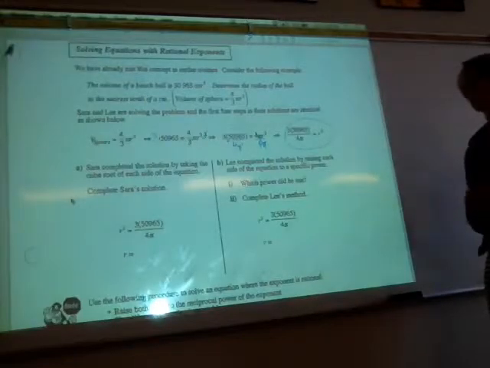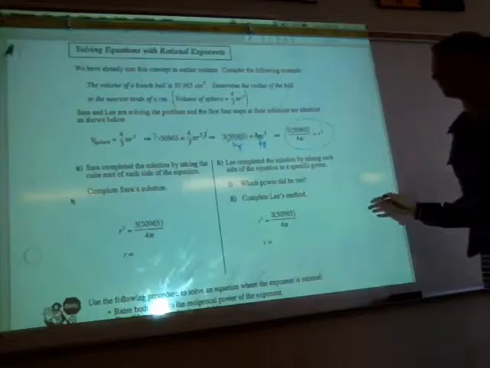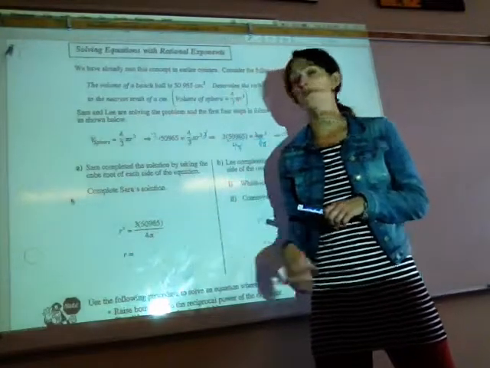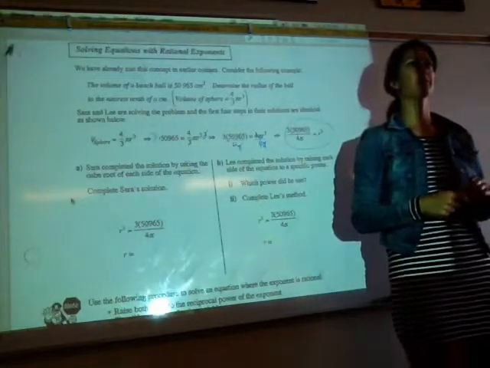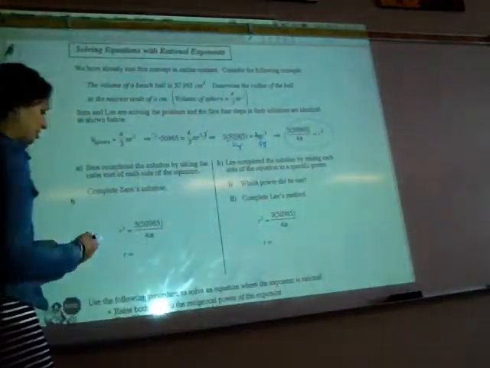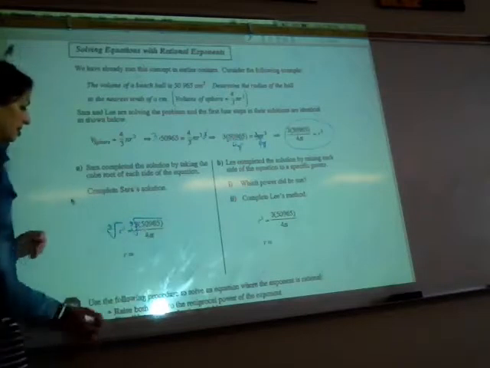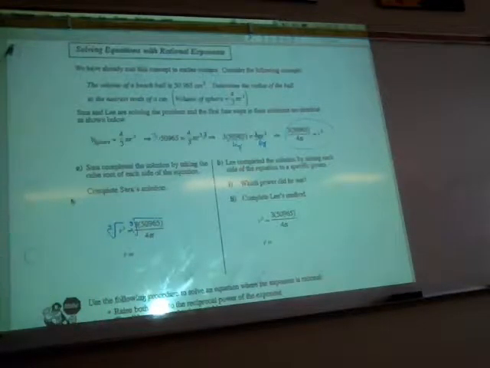So Sarah and Lee, they chose two different methods for isolating the r. Sarah decided, well, we have r cubed. What's the opposite of cubing something? Cube root. So that's what Sarah did. She took the cube root of both sides and isolated the r.